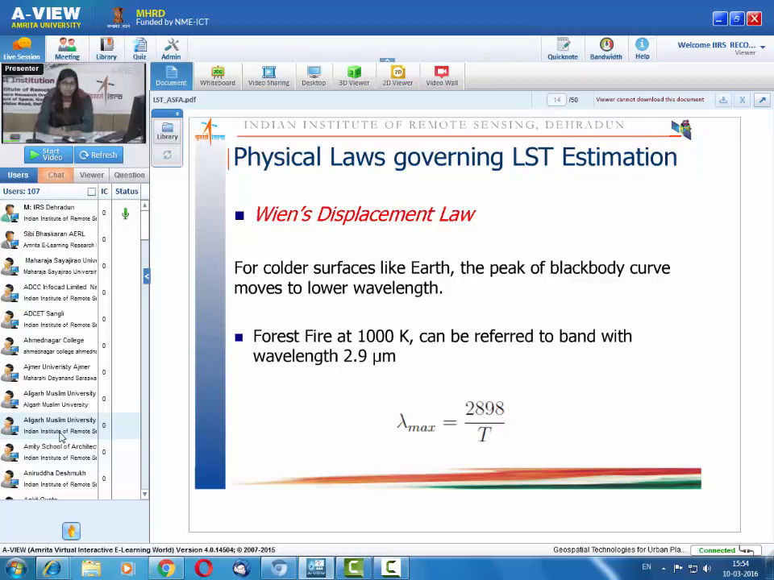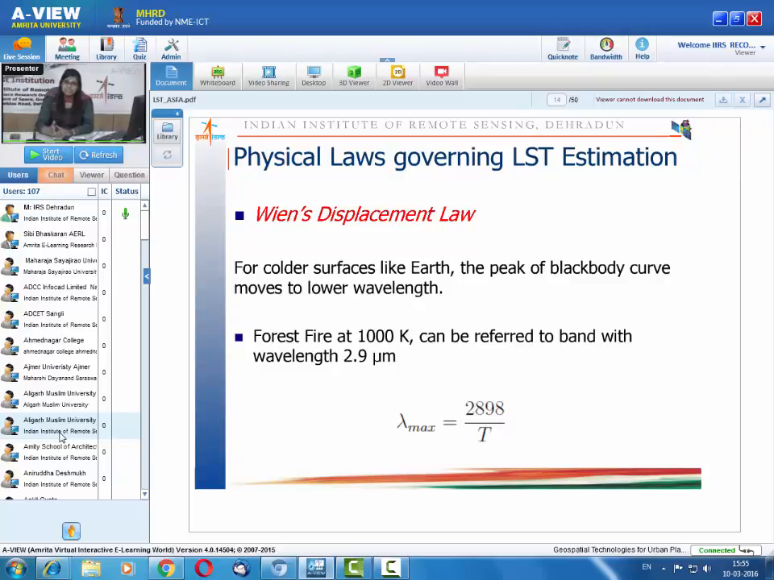Wien's displacement law tells you that the wavelength is inversely proportional to the temperature. So for colder surfaces, compared to the sun, Earth is a colder surface, and the peak of the blackbody curve moves towards the longer wavelength. We have already seen this phenomenon in the last graph. For Earth, the wavelength was higher and the temperature comparatively lower, that is 300 Kelvin. The average surface temperature is actually not 300 Kelvin, it is 297 Kelvin, but generally we relate it to 300 Kelvin.